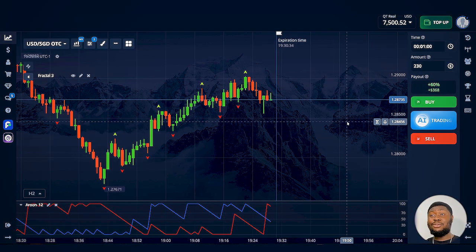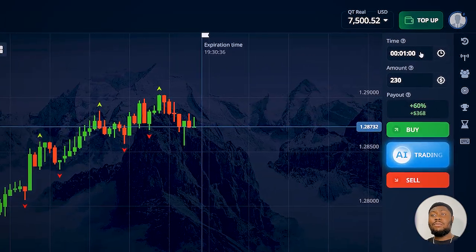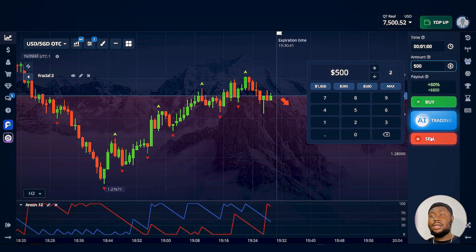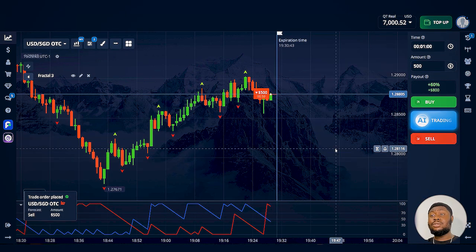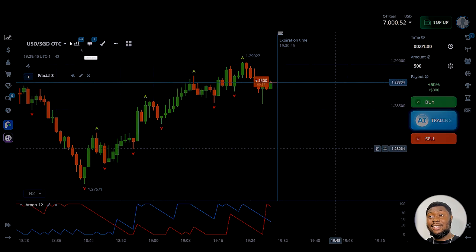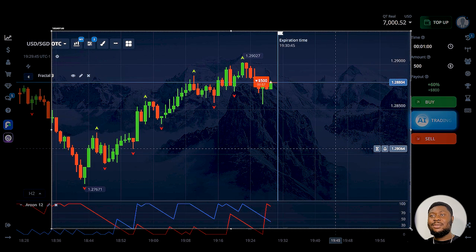I found the first suitable situation. I use 1 minute of trading time and I'll start working with the amount of $500. My forecast is that the price will decrease and I'll press the red button to open a trade. Are you ready? Now let's look at the situation in more detail.